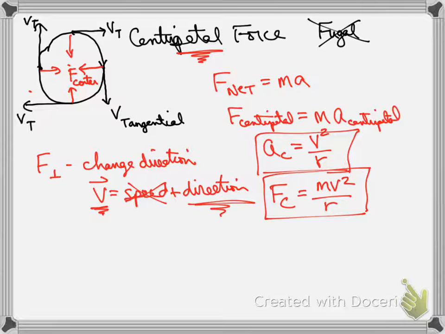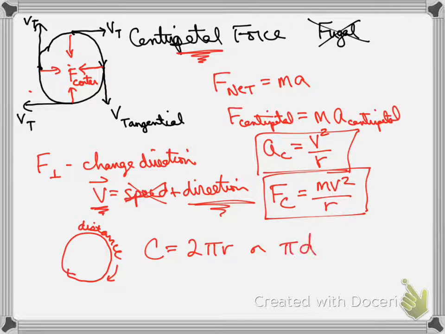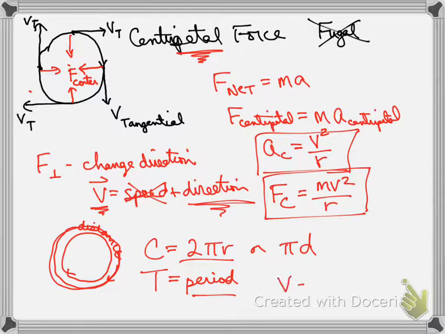Okay, some other calculations that we might do, and this is going to be a review from a math class for you. If you go around a circle, the distance around this circle has a special name. It's called the circumference, and it's equal to 2 pi r or pi d. And the time it takes to go around once is given a special name. That's called the period. So if the distance around is the circumference and the time it takes to go around is the period, the speed is just the distance divided by the time, or in this special case for circular motion, it's 2 pi r divided by T.